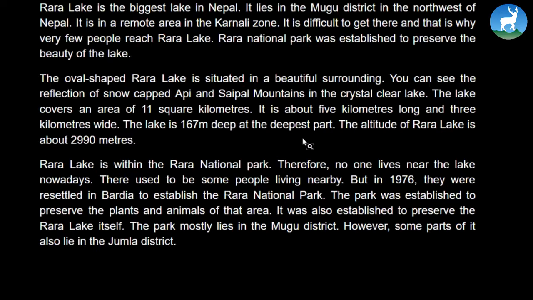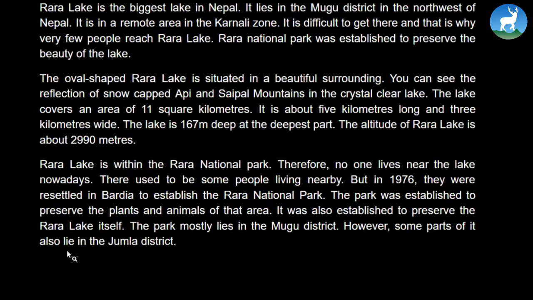Rara Lake is within the Rara National Park. Therefore, no one lives near the lake nowadays. There used to be some people living nearby, but in 1976, they were resettled in Bardia to establish the Rara National Park. The park was established to preserve the plants and animals of that area. It was also established to preserve the Rara Lake itself. The park mostly lies in the Mugu district.